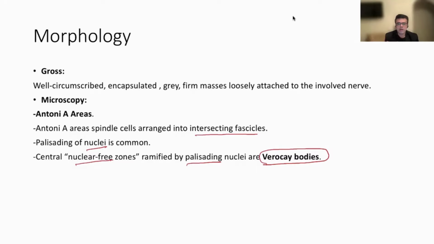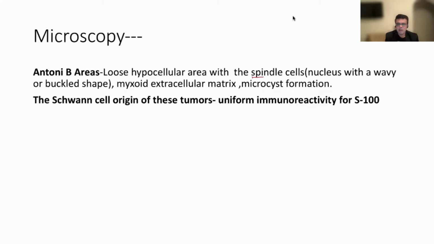Antoni B areas are hypocellular regions where spindle cells are seen, and the spindle cells are generally quite wavy, reminiscent of nerve fibers. Generally, the matrix is a myxoid extracellular matrix, and a form of microcysts is seen. Small cystic structures may be seen.